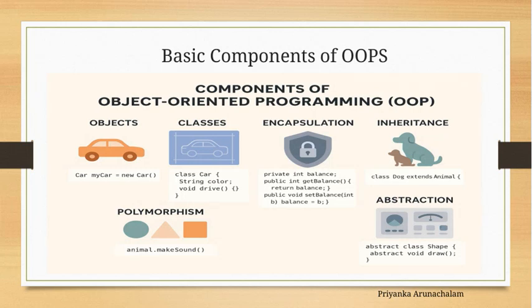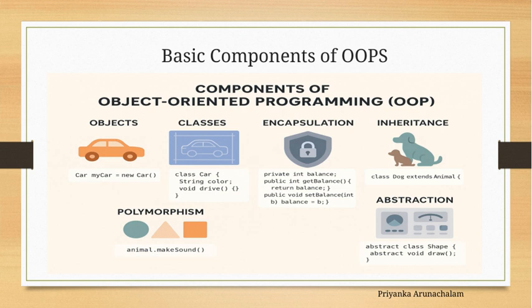Let's take a closer look at the basic components of object-oriented programming, or OOPs. These components are the building blocks that make OOPs so powerful and flexible. First, we have classes. Think of classes as blueprints or templates for creating objects. They define the attributes and behaviors that the objects will have. Next, we have objects themselves, which are instances of these classes. Objects represent real-world entities, like a specific car or a person, with their own unique data.